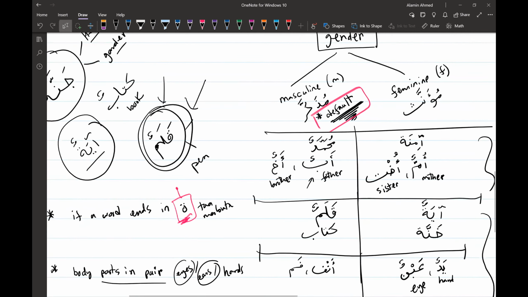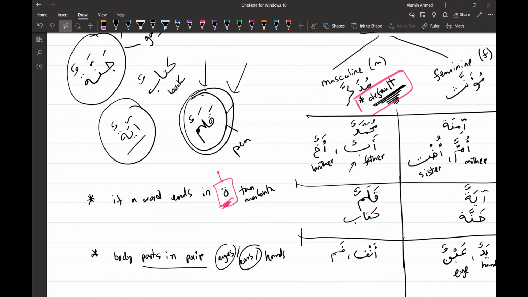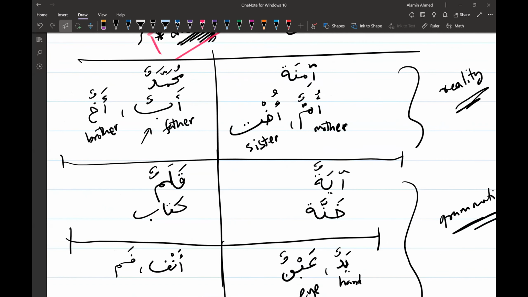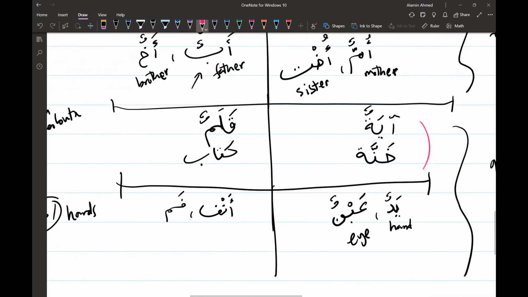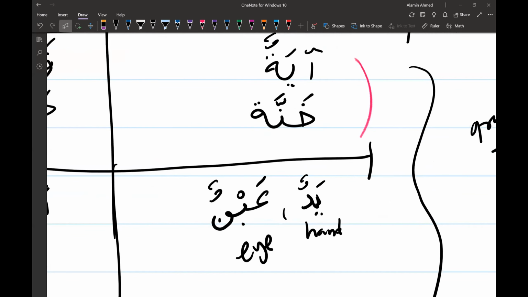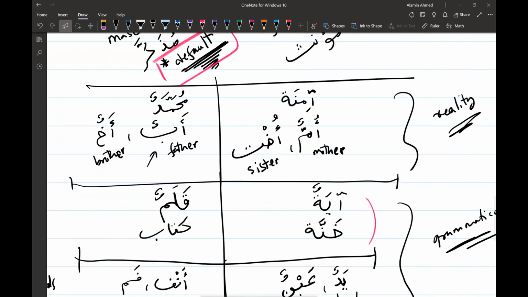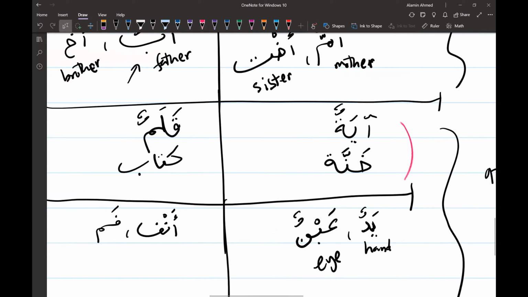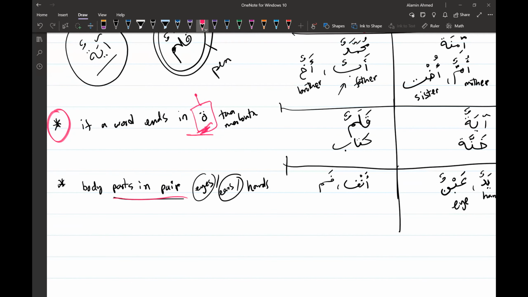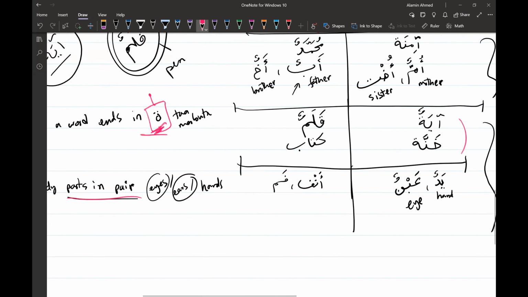Now we have exceptions, or you can think of them as rules. If it has a ta marbuta, then fine, now you have a rule, you have your case. Now you can consider them as feminine. And now you're saying, okay, this one doesn't have ta marbuta. Why are you saying that this is muannas? You just told me about ta marbuta. Well, there's another rule. If it is body parts in pair, simple.